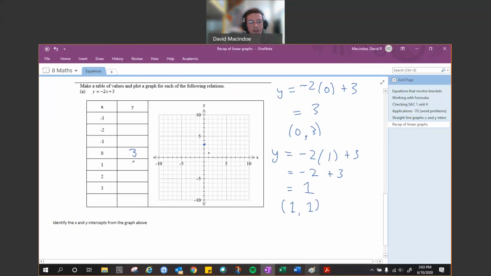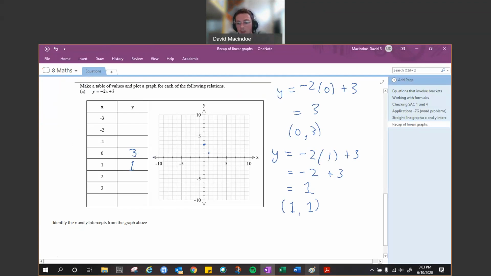So that is 1. Funnily enough, if you have a line and you have 2 points, that's enough to draw a line. If you draw your line through those 2 points, it's going to go through all the points. But it does ask us to fill in the table of values. So let's fill it in anyway, just to make sure we get all the marks.